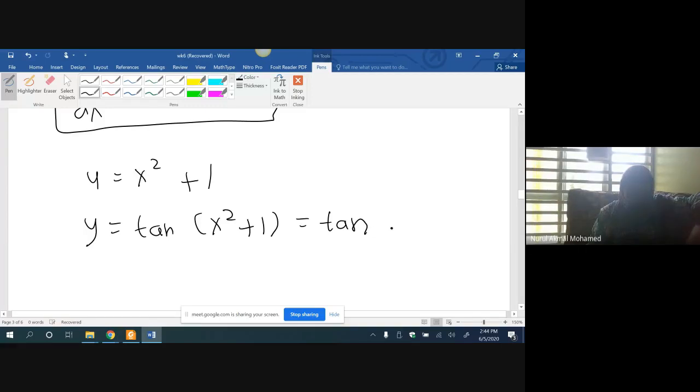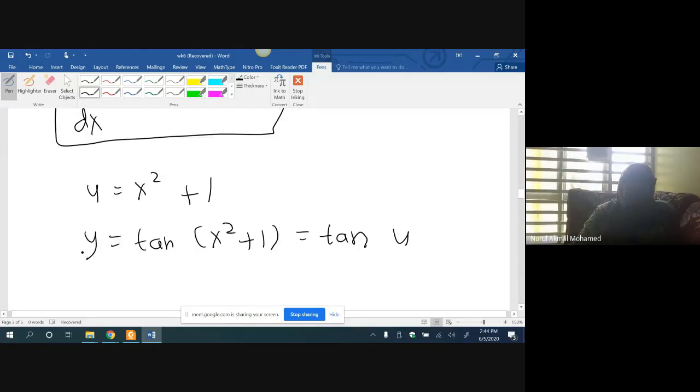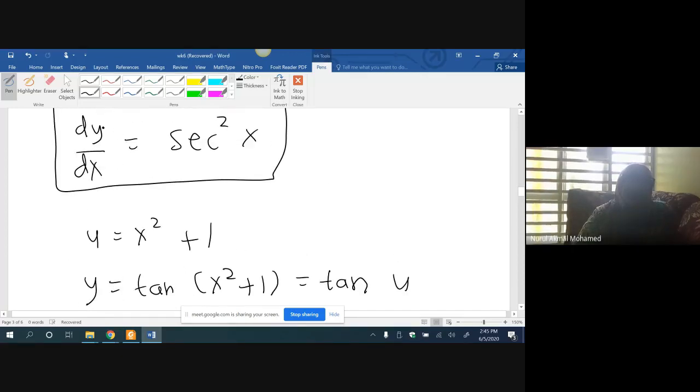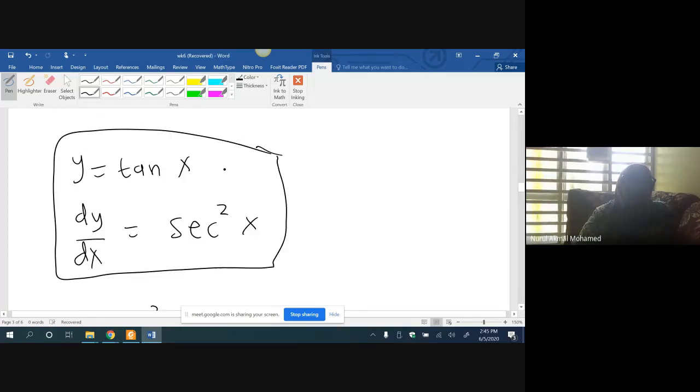Tangent of u, since you represent u as x squared plus 1. Now we know that we want to use chain rule. So dy/dx is equal to dy/du multiplied by du/dx. Here you differentiate y with respect to u, so it will be secant squared u, from the pre-knowledge that you already know.